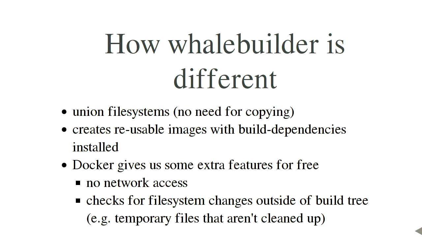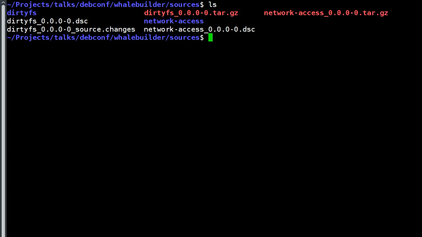It can also check for file system changes outside the build tree. So for example, if your build creates a temporary file or it makes a configuration file somewhere, then it will tell you, or you can ask Docker, what have I changed in this directory, and it will tell you. So I will just do a quick demo of those.